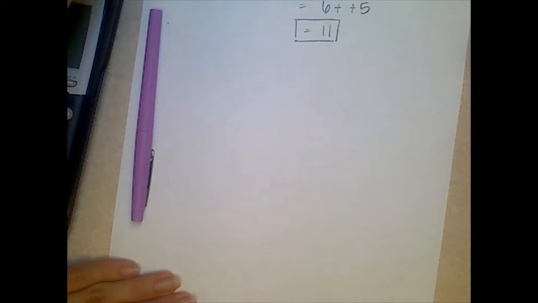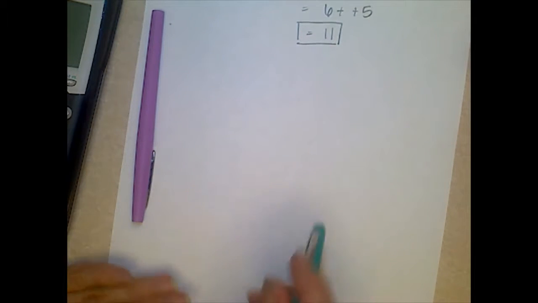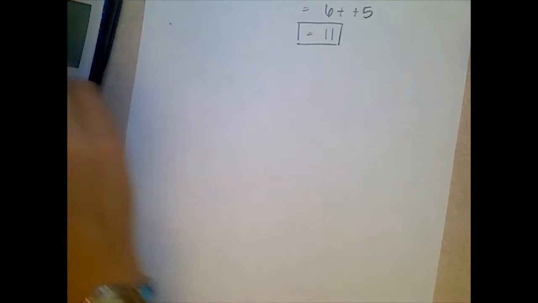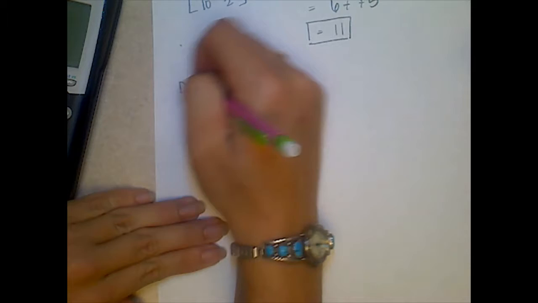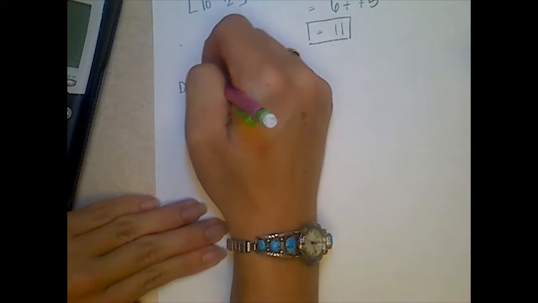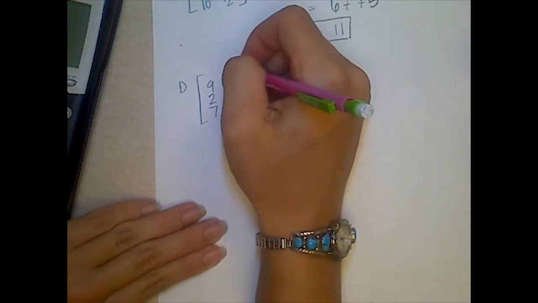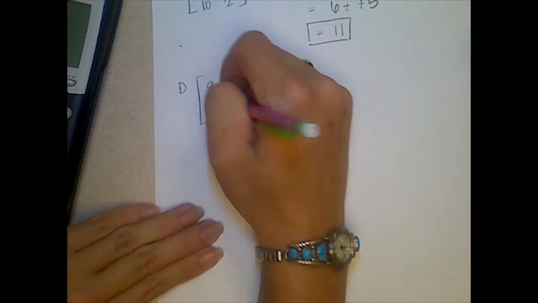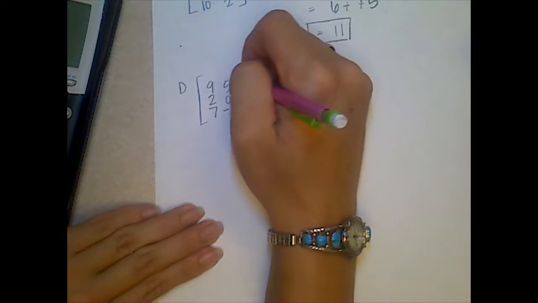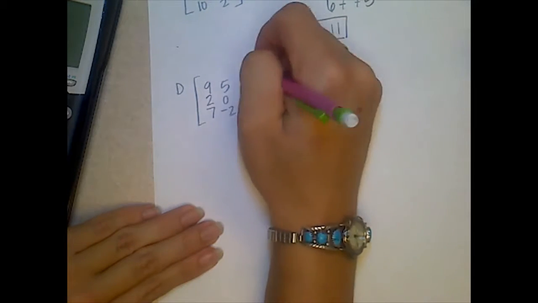Again, more of a memorization thing, less of a mathematic thing. So we're going to do the first matrix, and we're going to use the method of diagonals. First let me write the matrix out for you. Matrix D: 9, 2, 7, 5, 0, -2, -1, 4, 0.